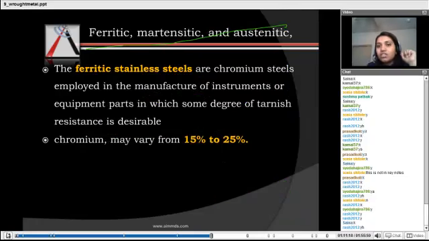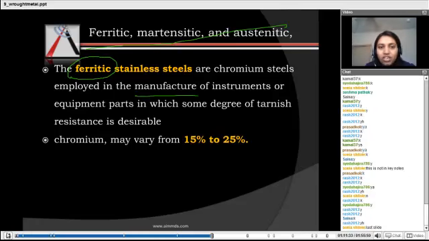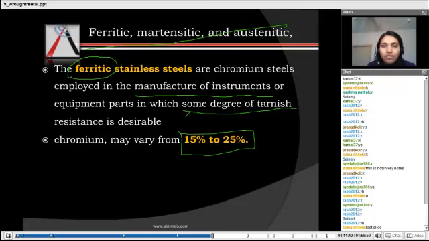Now let's talk about these three phases which we already discussed in stainless steel. Now clear your mind, relax and look at this. Ferritic is the one that is used in the manufacturing of instruments. It gives us some degree of tarnish resistance, and chromium is 15 to 25. Chromium steel instruments, so we use them, but they have some degree of tarnish resistance.